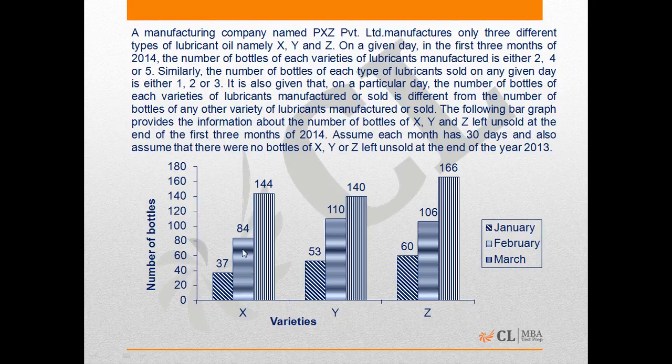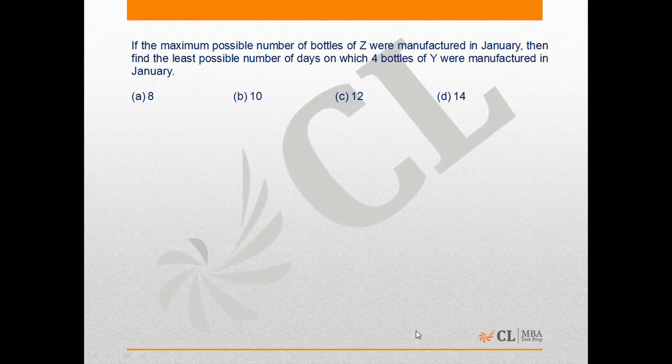This is a cumulative bar graph. For X, the number of bottles unsold in the month of January is 37. In the month of February, it will be 84 minus 37. March, it will be 144 minus 84. Similarly for Y and Z. Now going to question number 1.